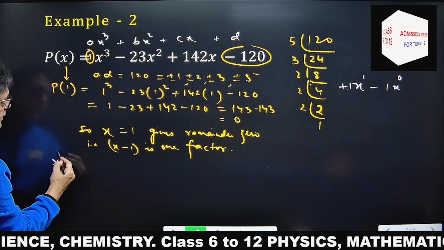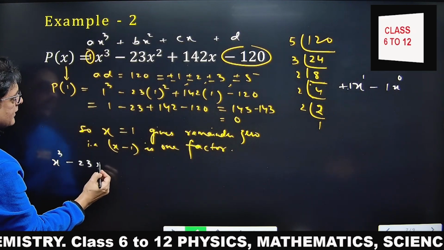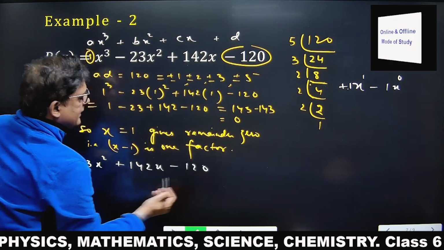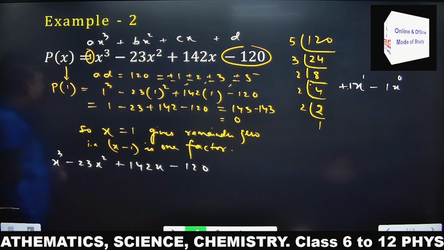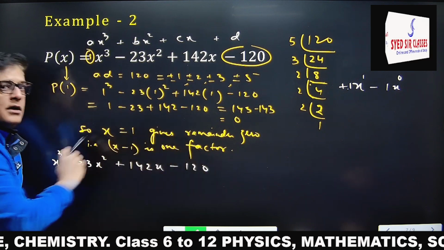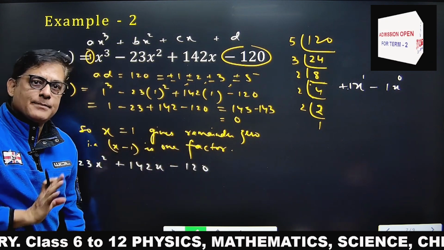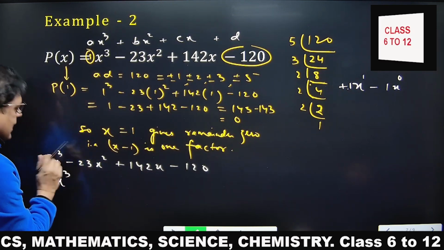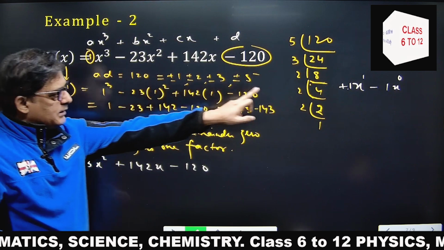Start writing now. x cube minus 23x square plus 142x minus 120. We wrote that polynomial again. Then, starting with the first and last, I'll put the same as I told you. So I kept the first one as it is, children. The next one now, look at this.